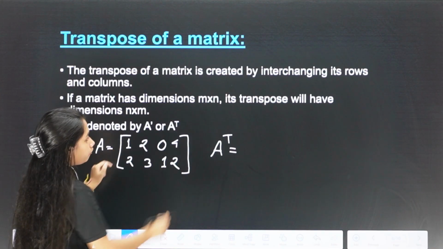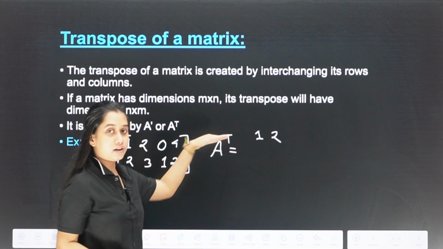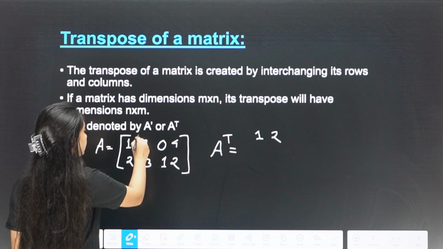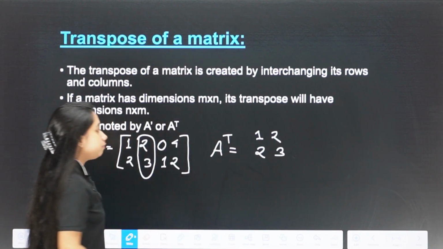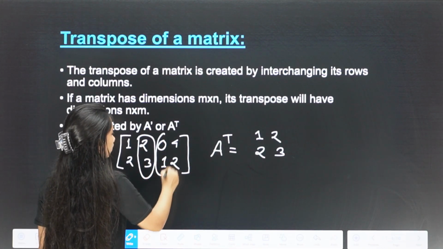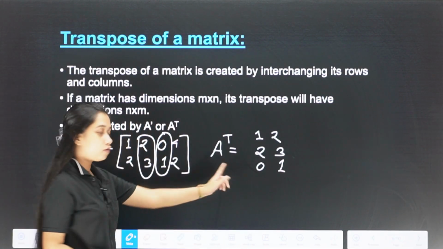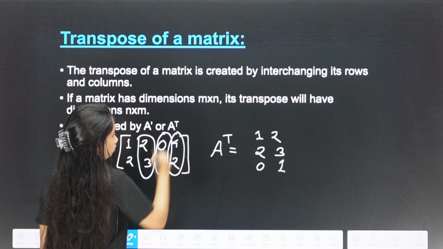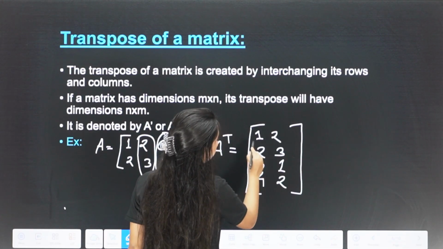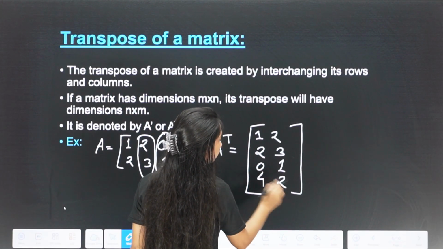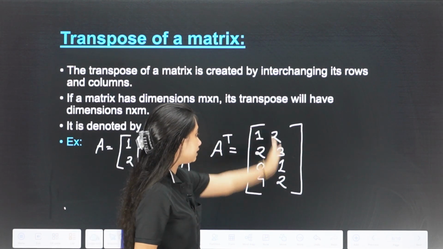What will be the first row? That is the first column, 1, 2. The second row is the second column, 2, 3. The third row is the third column, 0, 1. The fourth row is the fourth column, 4, 2. So our transpose is 1, 2, 2, 3, 0, 1, 4, 2, with four rows and two columns.